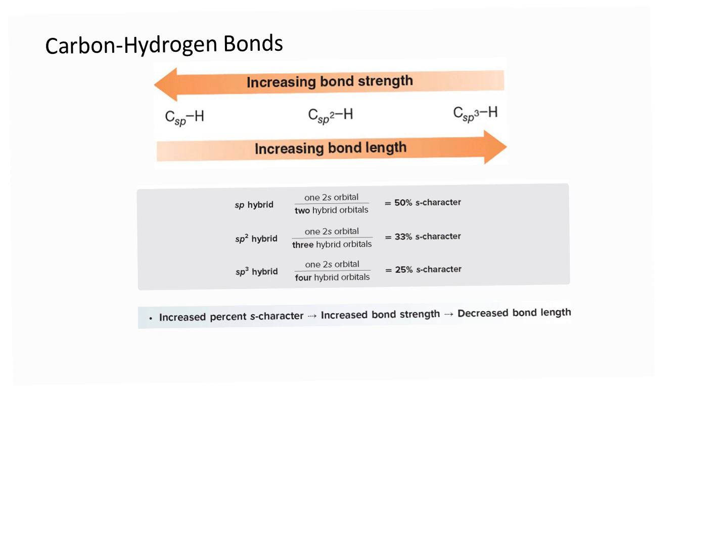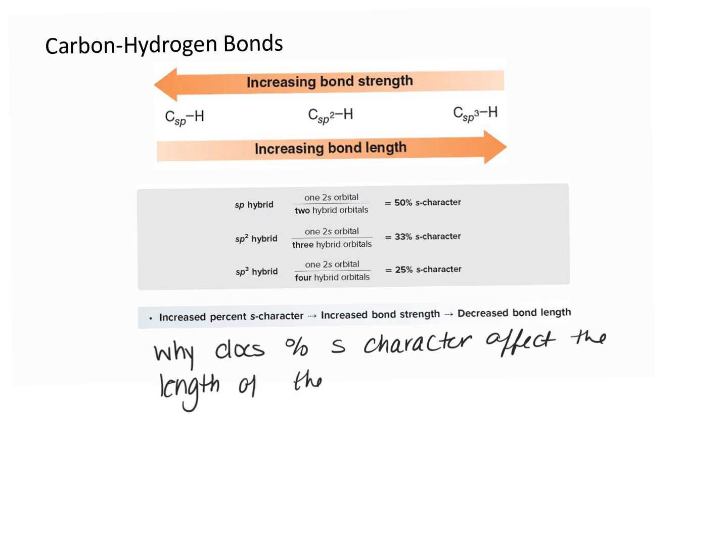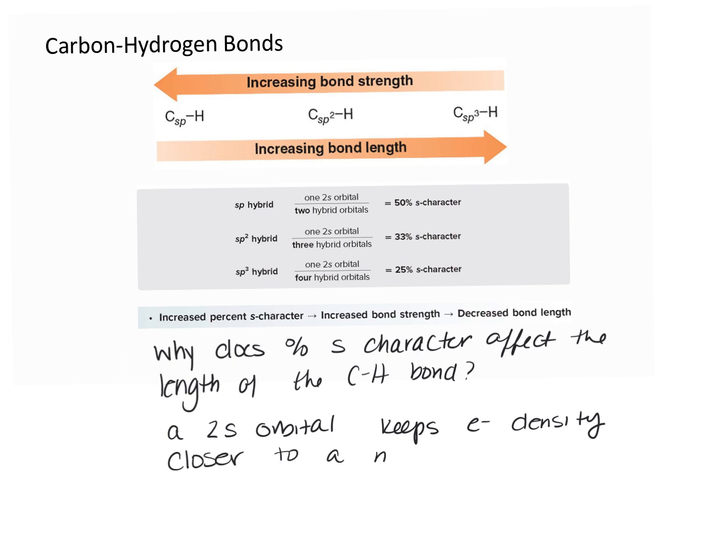And so maybe the burning question in your heart is why? And that's a great question. Why does the percent s character affect the length of the carbon-hydrogen bond? What's going on there? Why are we seeing that? Well, a 2s orbital keeps electron density closer to the nucleus compared to a 2p orbital, right? So as that s character increases, the hybrid orbital holds its electrons closer to the nucleus, and that means that bond becomes shorter and stronger.